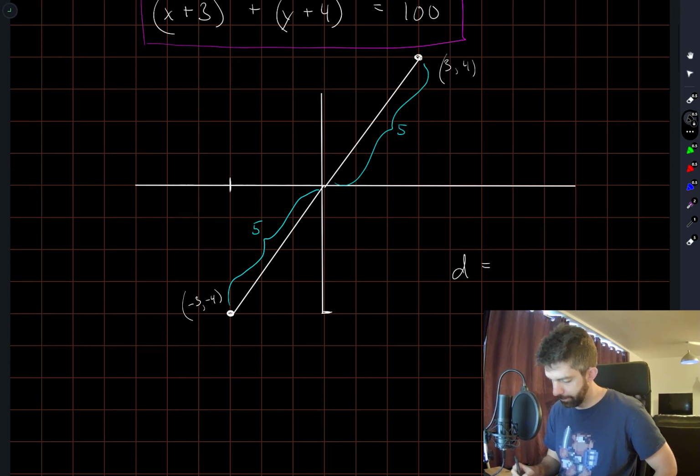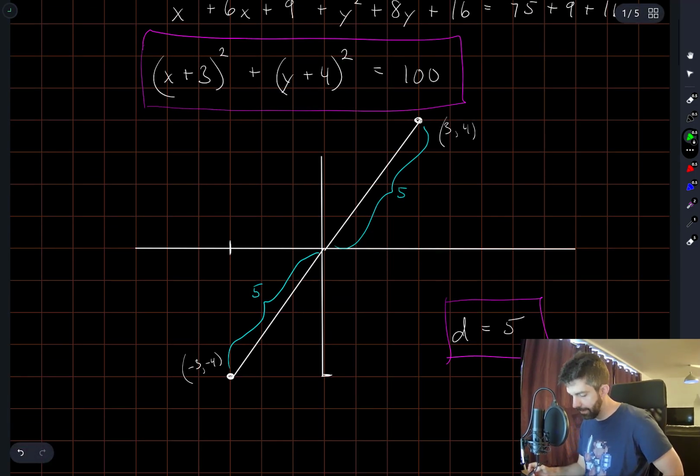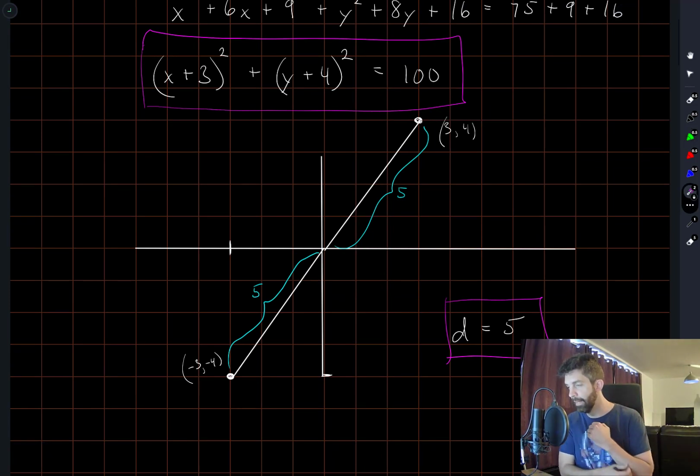Okay, so I'm saying that the closest point on the circle to the origin is a distance of 5 away from the origin, and not only that, we know what the point is. It is going to be the point 3, 4. 5 is one of the multiple choice options given for the correct answer, so I'm fairly confident in this.